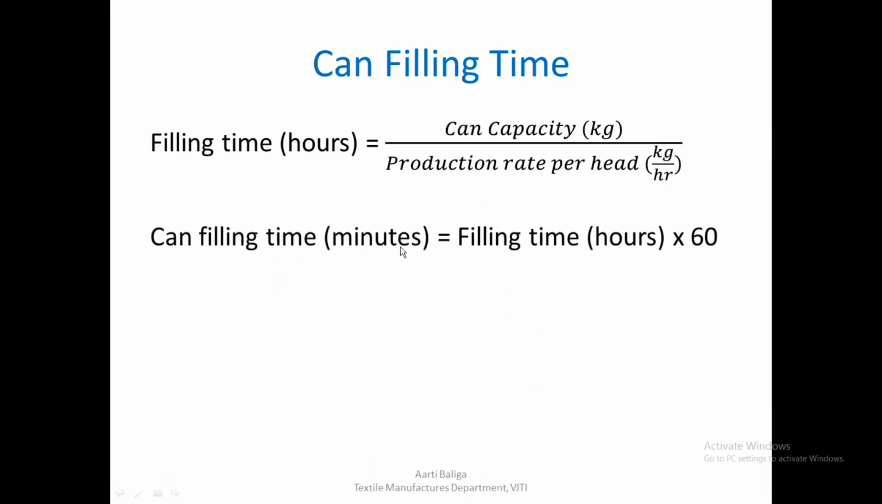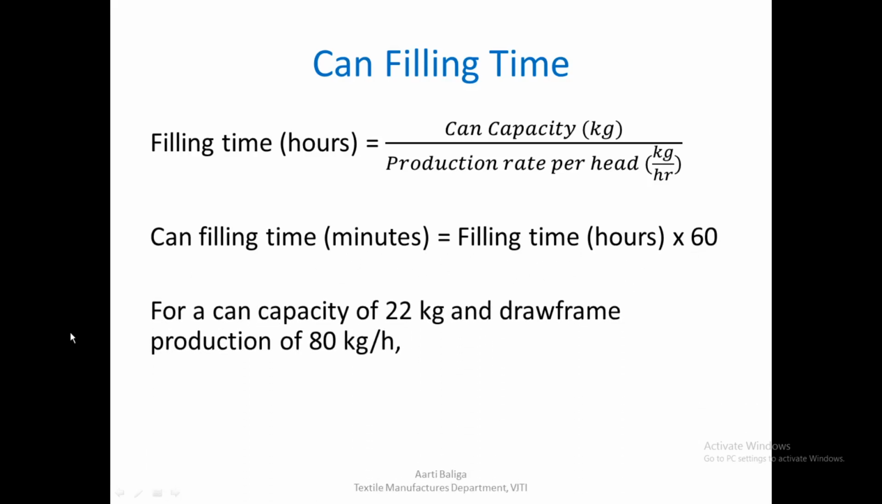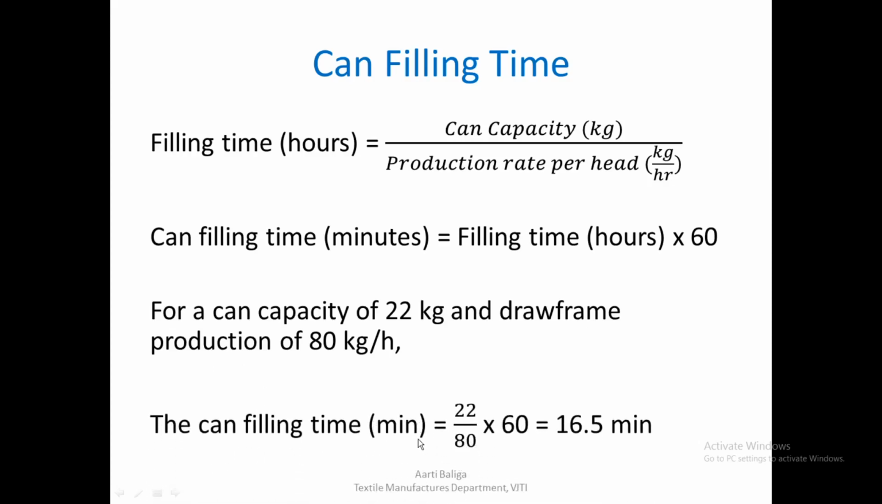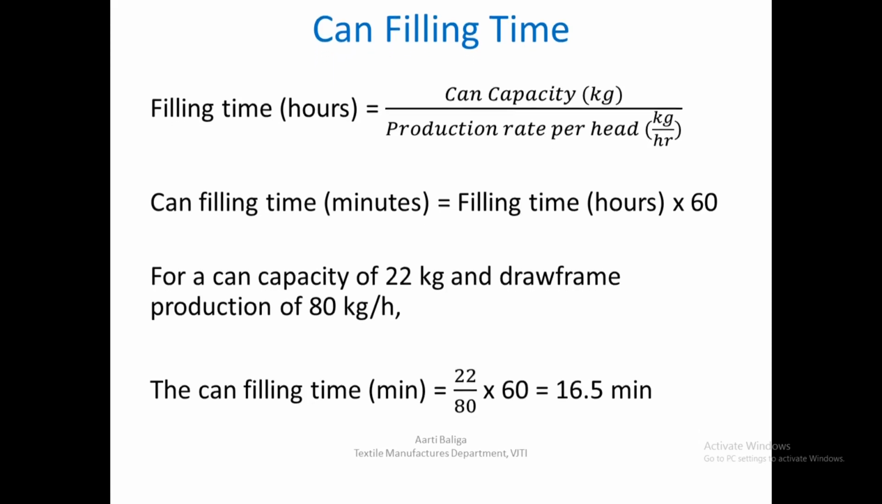But if you want the same figure in minutes, you'll have to just multiply this filling time in hours by 60. So as an example, for a can capacity of 22 kgs and a draw frame production of 80 kgs per hour, using the formula, you get can filling time in minutes, which is 22 divided by 80 multiplied by 60, which is 16.5 minutes. So that means for a 22 kg capacity can, it only takes around 16 minutes to fill up one can. So you can imagine the kind of speeds that we are talking about.